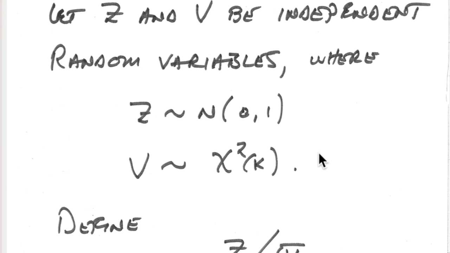Now let's take those two random variables and define a new random variable. We're going to call it T, and it's defined to be Z, the standard normal random variable, over the square root of V divided by its degrees of freedom.